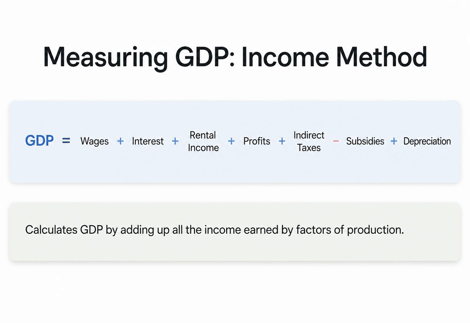The second way to measure GDP is the income method. Instead of looking at who is buying things, we look at who is earning income. We add up wages, interest, rental income, and profits. To get the final market price GDP, we also have to add indirect taxes like sales tax, subtract government subsidies, and add back depreciation, which accounts for the wear and tear on capital goods.